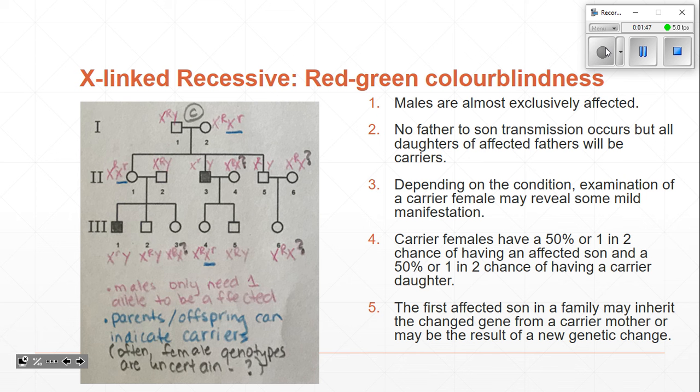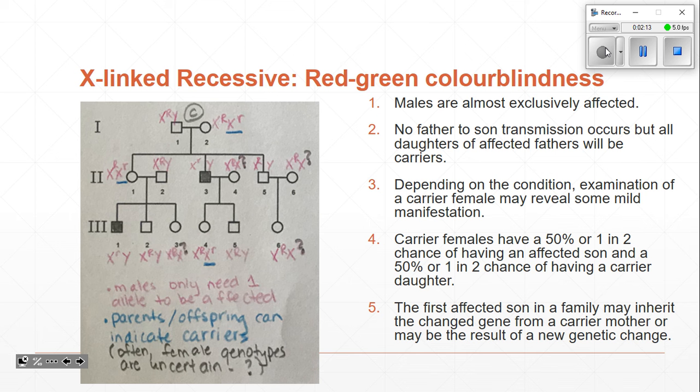Now, depending on the condition, sometimes a carrier female, so a female who has one X chromosome with the recessive trait and one without it, sometimes they might have some mild manifestation of whatever disorder it is. It's not true in all cases, but sometimes they might. So that's a piece of evidence that could be present in the context of a question.